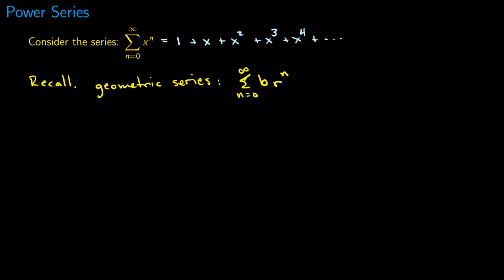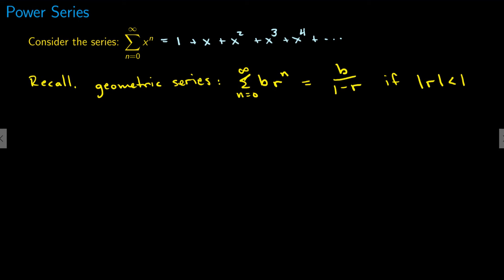And we really like geometric series because we know when they'll converge and exactly what they'll converge to if they do converge. So this geometric series was equal to b over 1 minus r if the absolute value of r was less than 1.